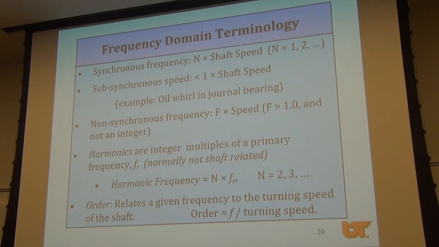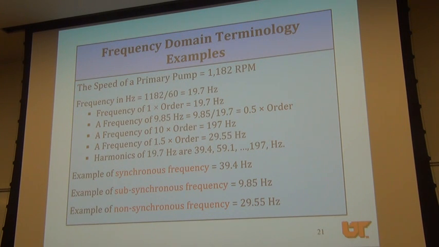So if somebody says the frequency that I see has an order of 1, that means that frequency divided by the rotational speed is equal to 1. In other words, it's equal to the rotational frequency. If the order is 10, then the frequency that you see is 10 times the rotational speed. It is just terminology used quite often, because it's somewhat easy to understand instead of using hertz or other quantities. It's easy to interpret or follow what's going on.